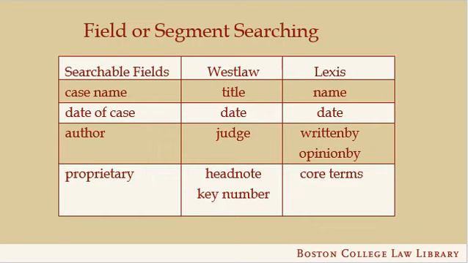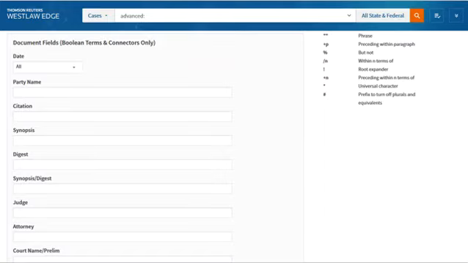Some fields or segments are information added by the vendor and proprietary to that system. Some are unique, like the Westlaw key number system or the Lexis core terms. And cases on both Lexis and Westlaw have headnotes, but the headnotes on each system are exclusive to that system. Segments and fields are database specific, since different types of documents will have different types of fields.